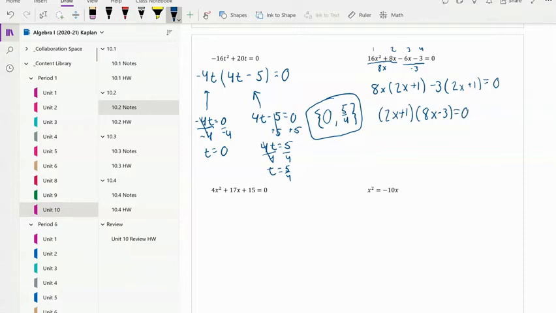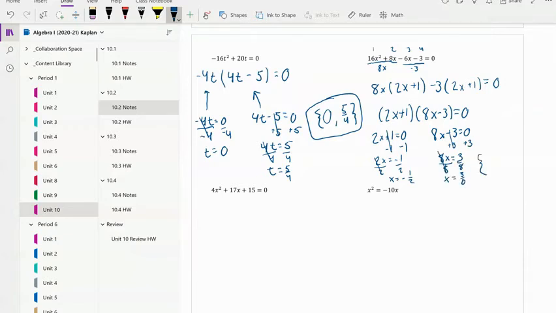And then we set each of these equal to 0. So 2x plus 1 equals 0. 8x minus 3 equals 0. And in this one, subtract the 1. We get 2x equals negative 1. Divide by 2. We get x equals negative 1/2. Okay, this one, add 3. You get 8x equals 3. Divide by the 8. And you get x equals 3/8.